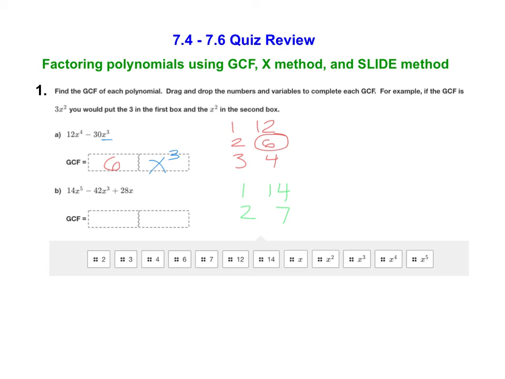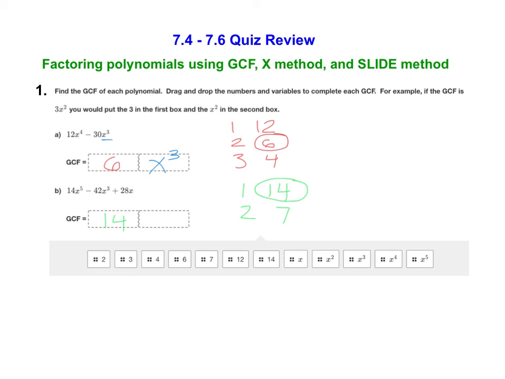Beginning with 14, if you take a calculator and do 42 divided by 14, that's 3. So 14 is a factor of 42. 28 divided by 14 is 2. So this time, the GCF is 14. All of those numbers are divisible by 14.